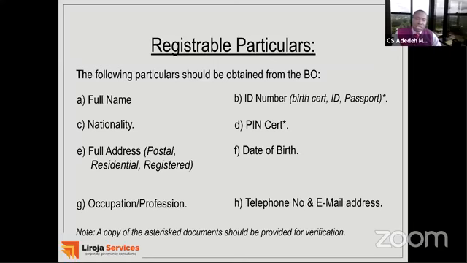Now, a copy of the asterisked documents should be provided for verification. So when you are going through the verification process, the ID number and PIN certificate should be verified. For a minor, you might need to have this verified separately if it's local. If it's a foreigner, then you might need to have that notarized from source.